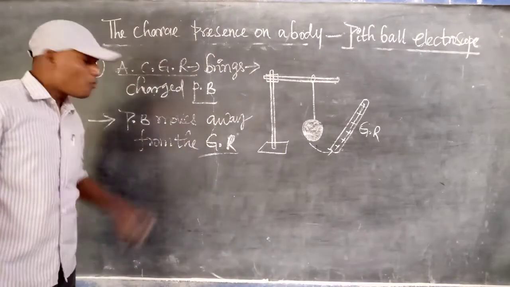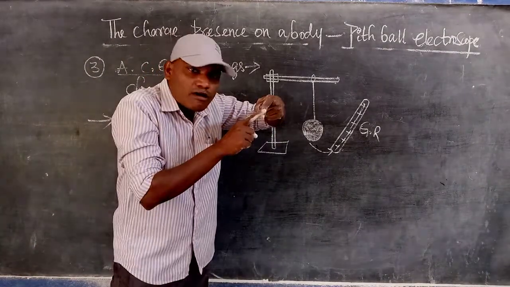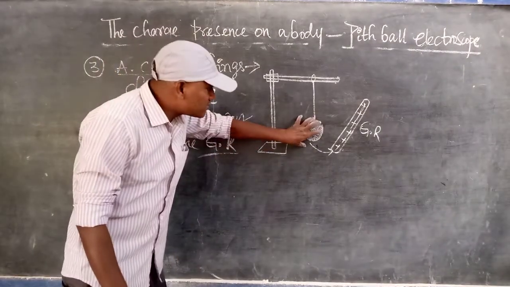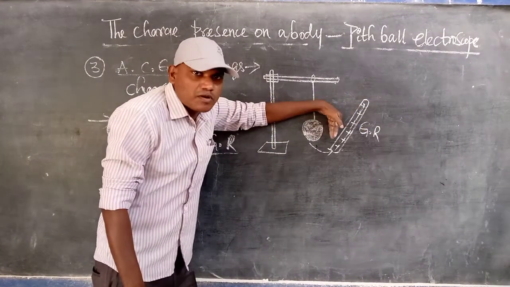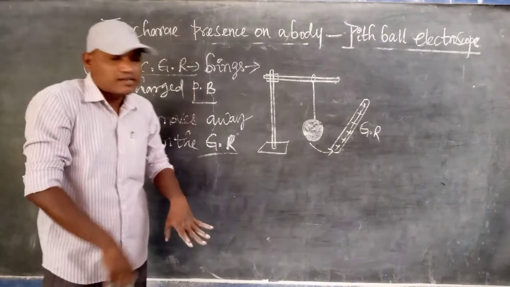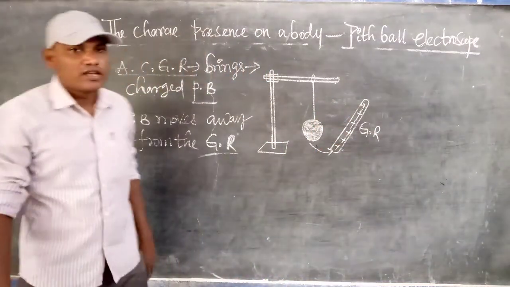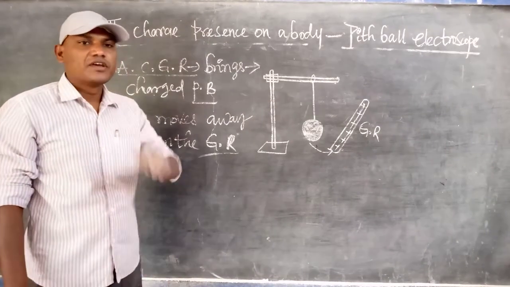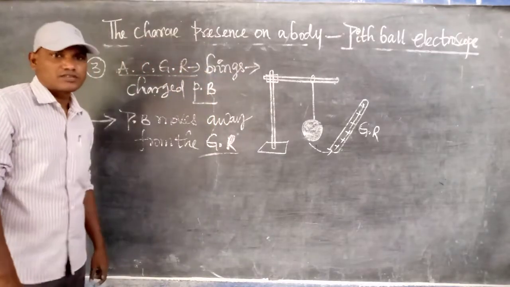So you have these three situations. Why will it move away from the glass rod? Initially, the positively charged glass rod was kept in contact, so the pit ball acquires positive charge only. Now a positively charged rod is brought towards it. We know very clearly that like charges repel and unlike charges attract. The pit ball is positively charged and the glass rod is also positively charged, so the pit ball moves away. This is called repulsion. So repulsion is the sure test for electrification, not attraction.